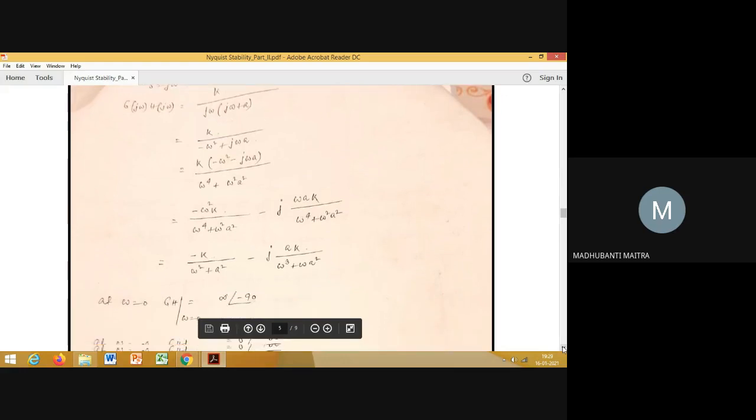So to find it out, now we have expressed GH j omega as a real part minus an imaginary part. Please check the expressions. So the real part is this and the imaginary part is this. If the mapped version of that path intersects the negative real axis, then at the point of intersection, this imaginary part will be 0 since the point is lying on the negative real axis.